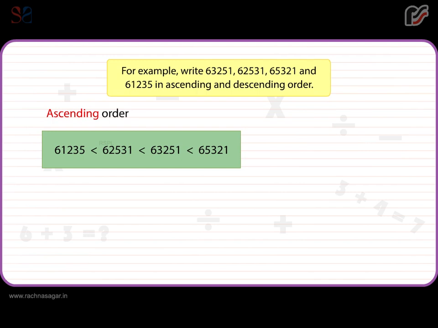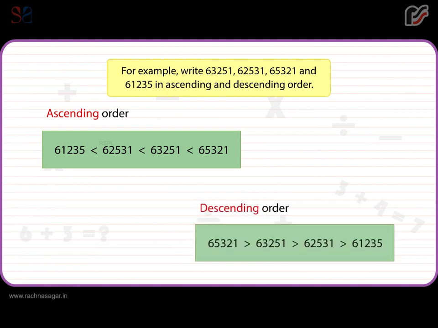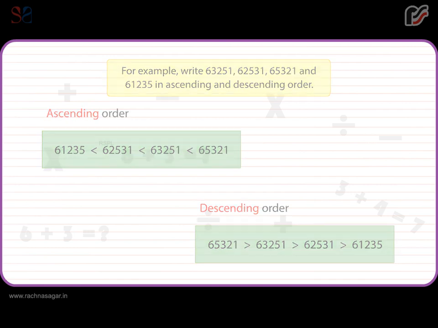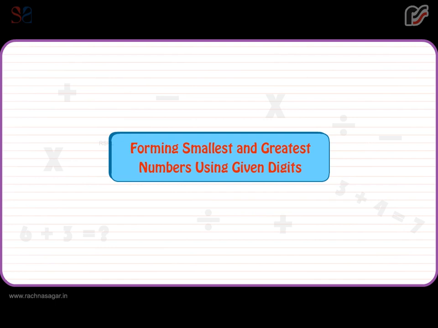Ascending order is 61,235, 62,531, 63,251, 65,321. And descending order is 65,321, 63,251, 62,531, 61,235. Forming smallest and greatest numbers using given digits.